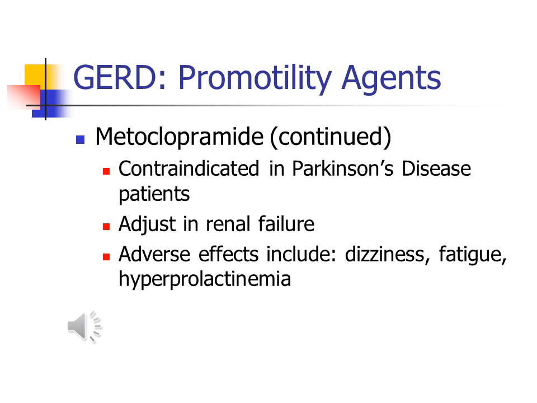Just have a couple of pearls I'd like to share with you about metoclopramide. Due to its action on dopamine, it is contraindicated in Parkinson's disease patients and should be avoided in that population. It does require adjustment in renal dysfunction, so make sure to check your patient's renal function and creatinine clearance before prescribing this agent. Its adverse effect profile includes dizziness, fatigue, and hyperprolactinemia.